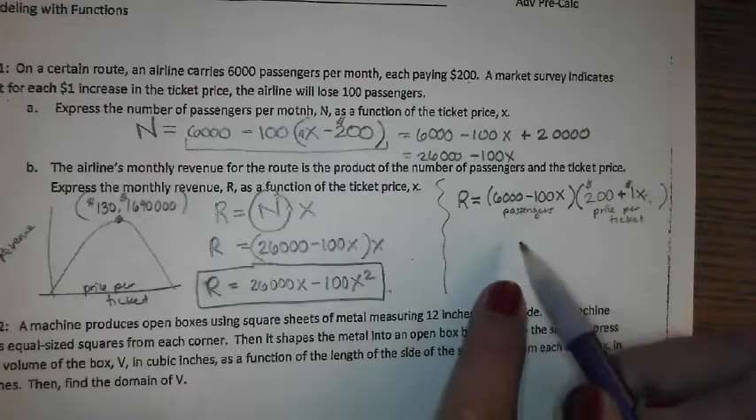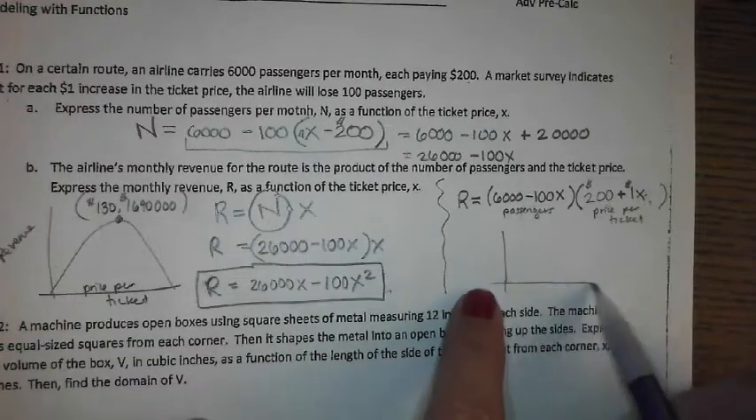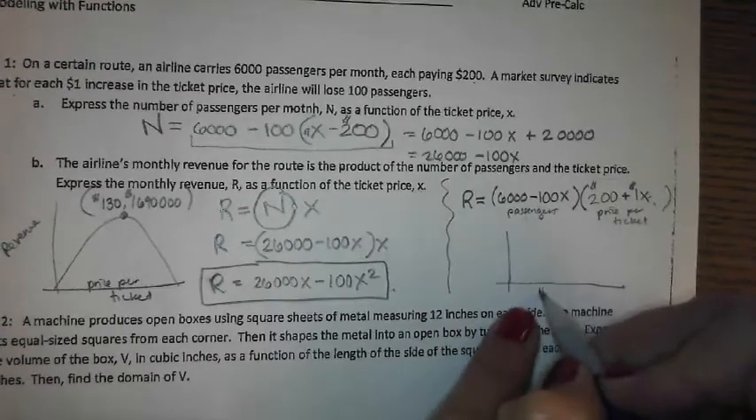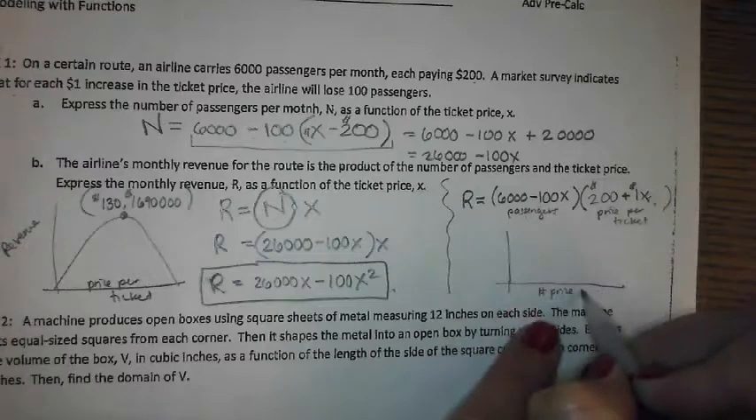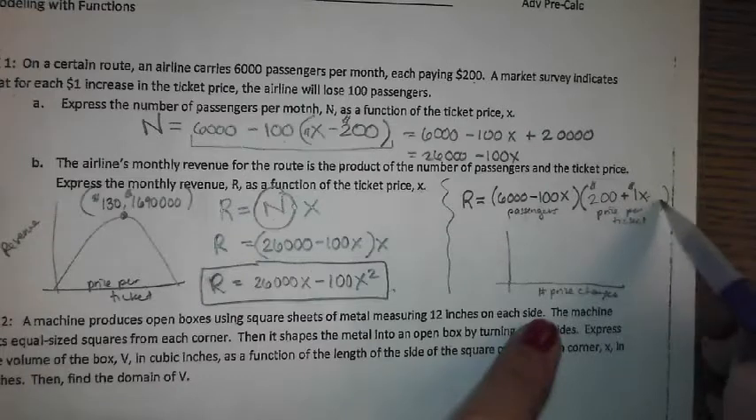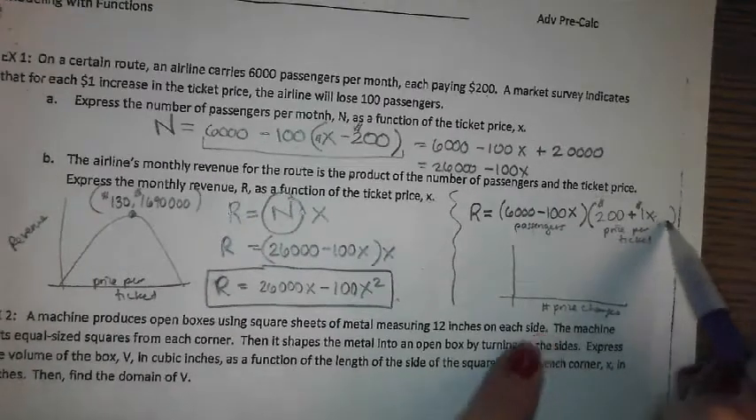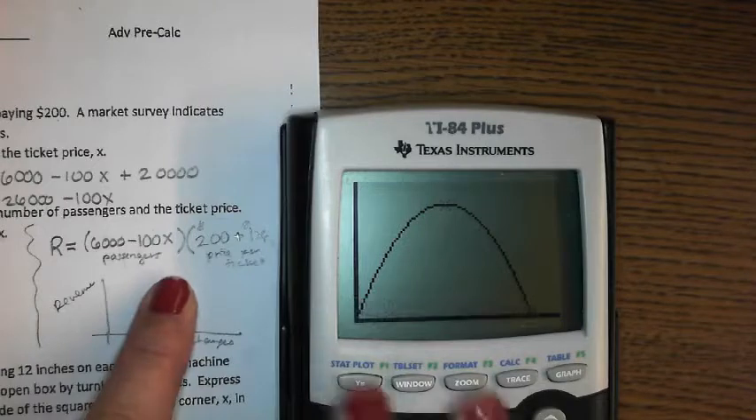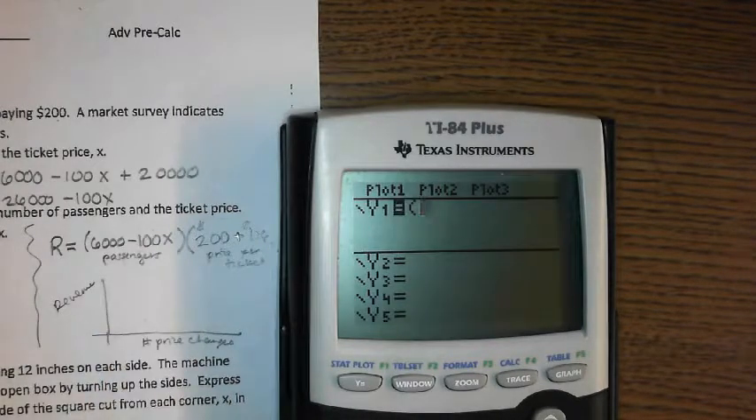This graph is going to show us something different. Our X is not the price per ticket anymore. I haven't defined it that way. I've defined X as the number of price changes, like however many times we're going to increase or decrease by $1, and then this is still revenue. So when I plug this into my calculator as a function to look at, 6,000 minus 100x times 200 plus x.